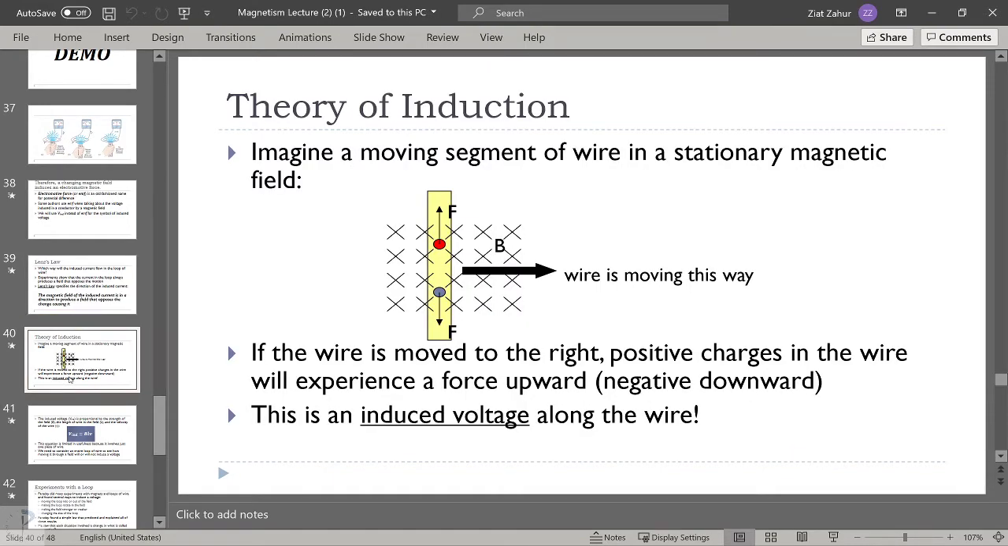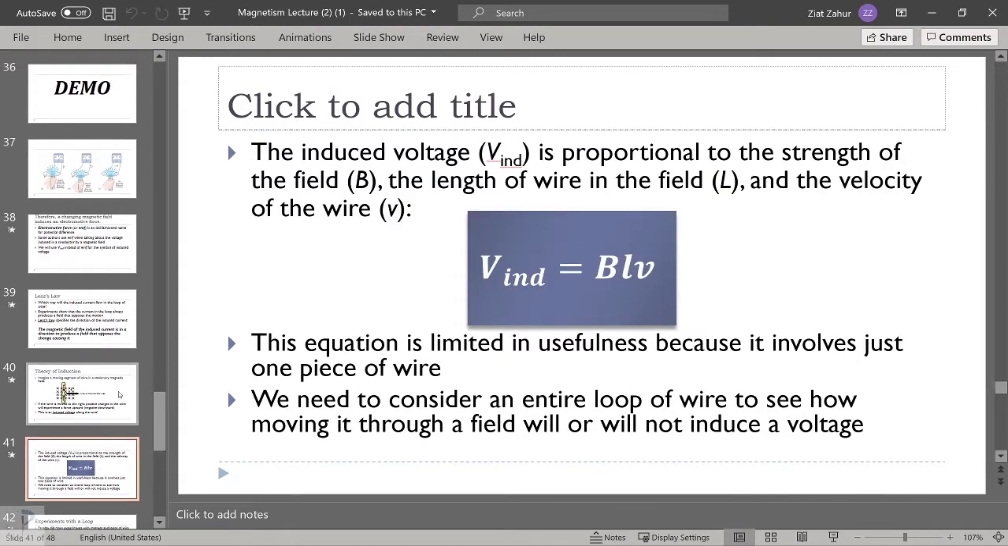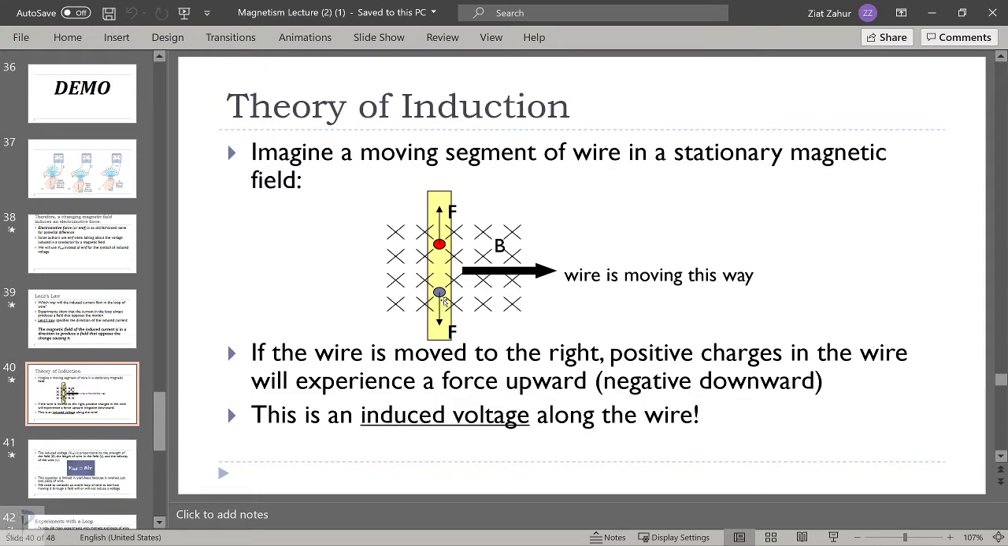All right, so I'm going to skip this. This is just showing you what the induced voltage is all about. Actually, let's not skip it.